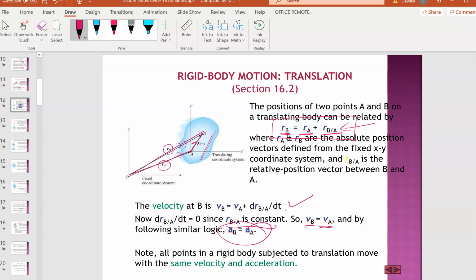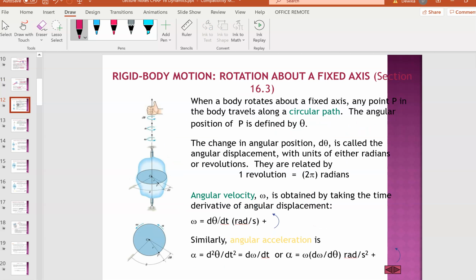Next, we'll be moving to chapter 16.3, which is rotation about a fixed axis. Yeah. Section 16.3. So when a body rotates about a fixed axis, at a point P in the body along a circular path, the angular position of P is defined by theta. Okay, so just to make it easier to understand here, in linear movement you had r, v and a, right? So now this is rotating. So in rotating we have the angle, we have the velocity, and then we have the acceleration.